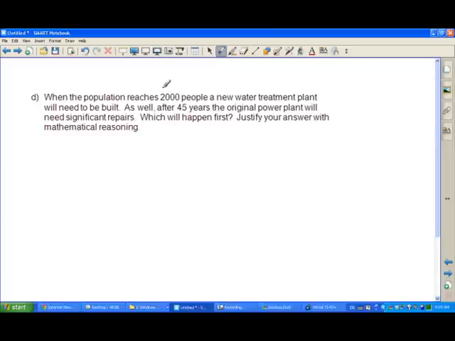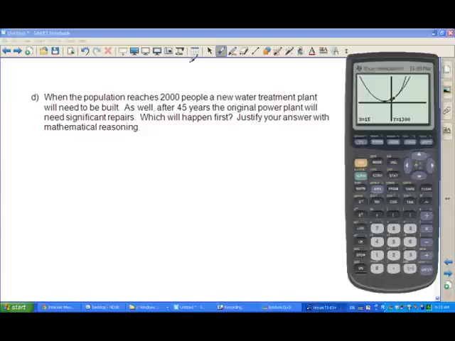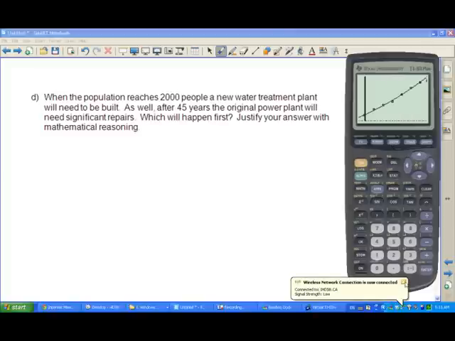So one final question. When the population reaches 2,000, a new water treatment plant needs to be built. 45 years after founding the town, the power plant will need repairs. We want to know which happens first. Again, you're given the graphing calculator, so I do want you to use it. I'm zooming back in on my data. And let's zoom out just a little bit.